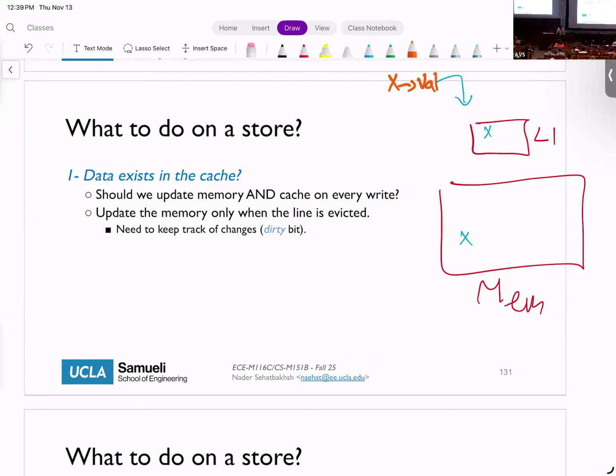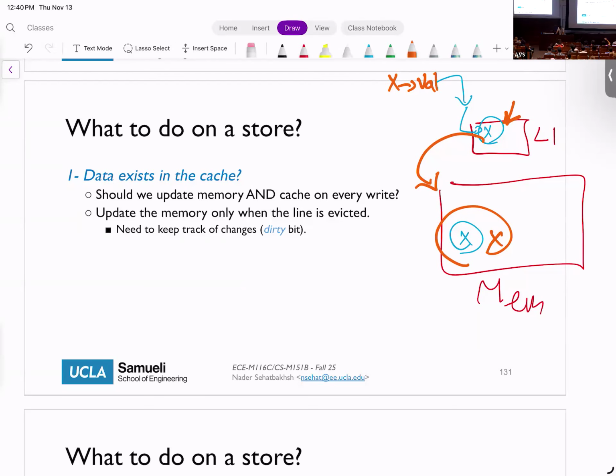I have two options. Option number one is that when I'm updating the cache, I also go back and update the memory, okay? Option number two is that I only update the cache and don't update the memory. I only update the memory when the line is actually evicted from the cache. So in this strategy, I use the cache as a filter. Whenever I'm writing something, I only talk to the cache and I don't talk to the memory, and I only talk to the memory when the data is evicted from the cache. Or, in the other option, when I'm writing to the cache, I also write it to the memory.